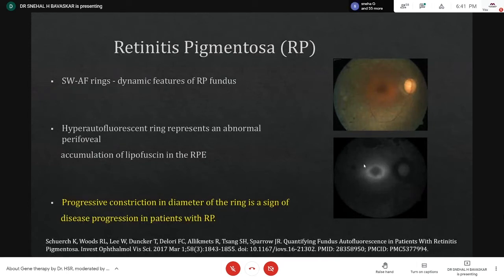This short-wave autofluorescent ring is a dynamic feature of the RP fundus. It's also known as a Robson Holder ring. This ring represents an abnormal accumulation of lipofuscin in the retinal pigment epithelium. There is a progressive constriction in the diameter of the ring, which signifies progression.